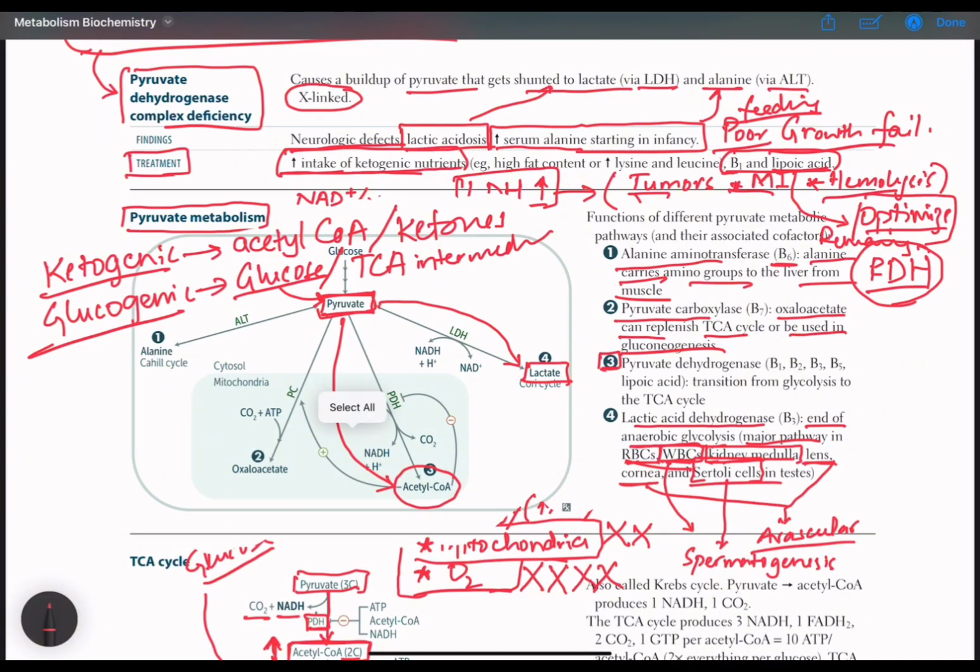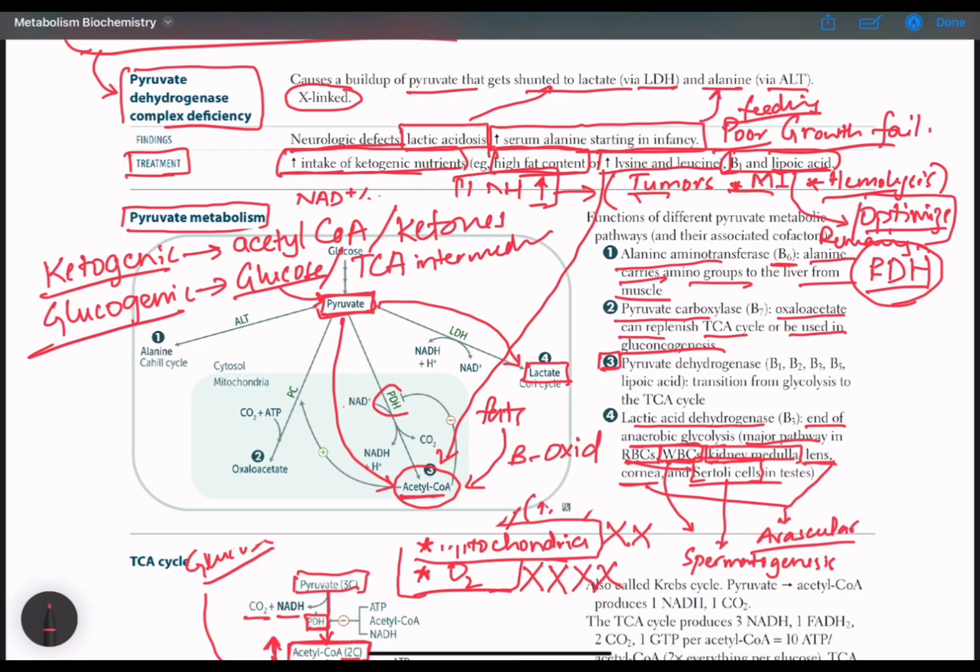So by giving a ketogenic diet like high fats, the fats are converted into acetyl-CoA via beta oxidation, as well as ketogenic amino acids, some leucine and lysine. These are amino acids which can be converted into acetyl-CoA, which can enter the TCA cycle without going through the pyruvate dehydrogenase or pyruvate carboxylase. So this was all about pyruvate dehydrogenase complex deficiency.